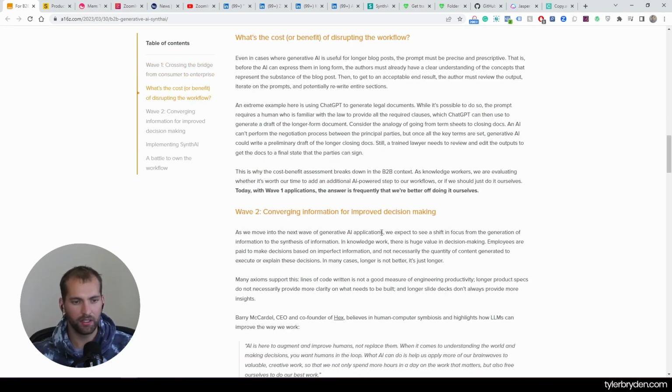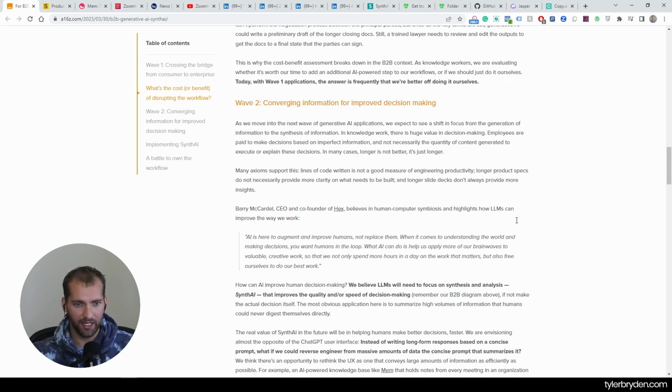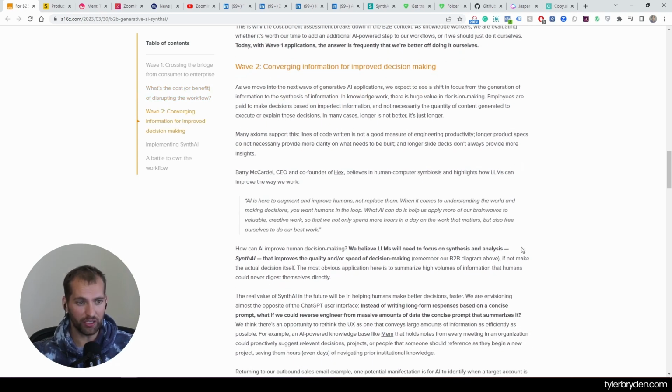And so in the end, they talk about in wave one applications, the answer is frequently that we're better off doing it ourselves. And I think that's true in some cases, but I also think we're on the edge of that many times where that's not necessarily the case. And there are already examples in my own life and in other systems, whether that's BuzzFeed and companies using this to achieve, maybe with some human correction and editing, but overall the quality is actually quite strong and that value proposition is starting to become clear.